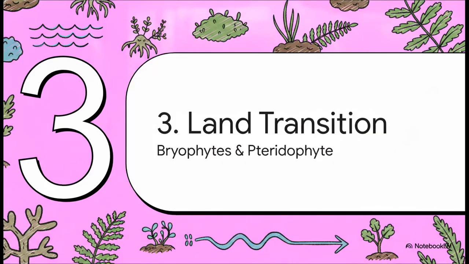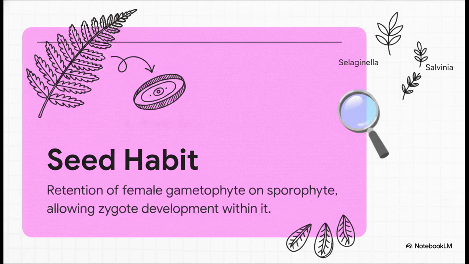Moving on to Section 3, Bryophytes and Pteridophytes, the transition to land. Here, we are observing one of the absolute greatest leaps in evolutionary history, the transition of plant life from the water to the land. But before we look at exam questions, we need to carefully define a crucial evolutionary milestone, and that is the seed habit. This refers to the retention of the female gametophyte on the parent sporophyte for a variable period of time and the development of the zygote within it.